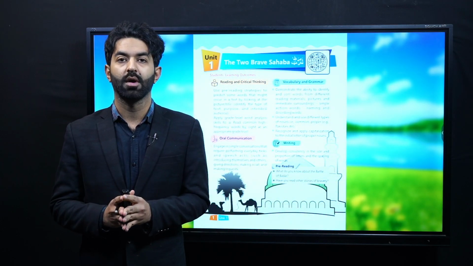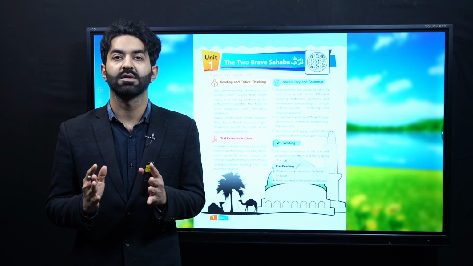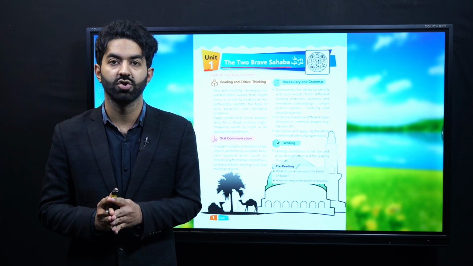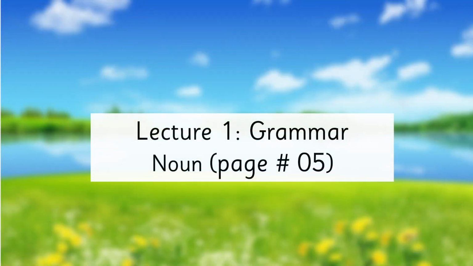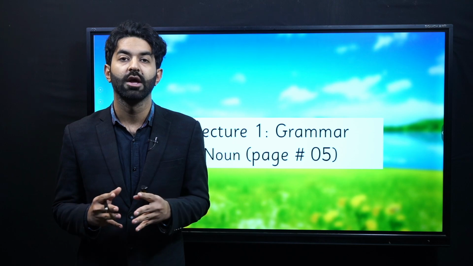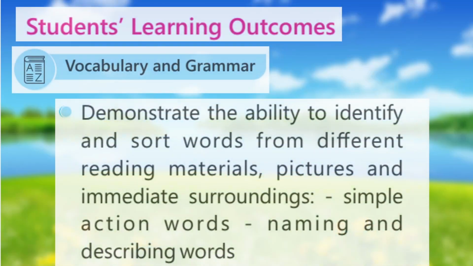Today we are going to talk about our unit number 1. The title is The Two Brave Sahaba, radiyallahu anhuma. This is our chapter number 1. We are going to study one SLO in this lecture today from this unit. Now, students, this is our lecture number 1 of grammar, and we are going to talk about nouns. You can open your book page number 5 and let's see what we are supposed to do today.